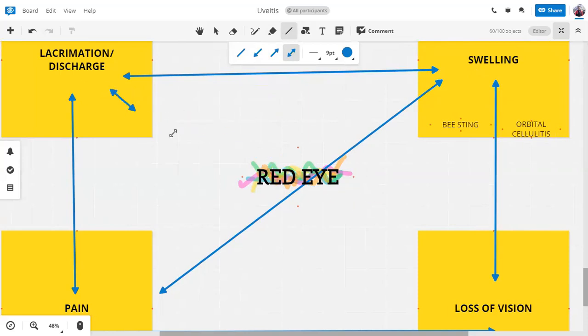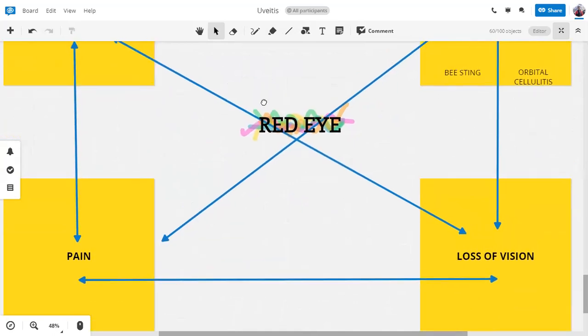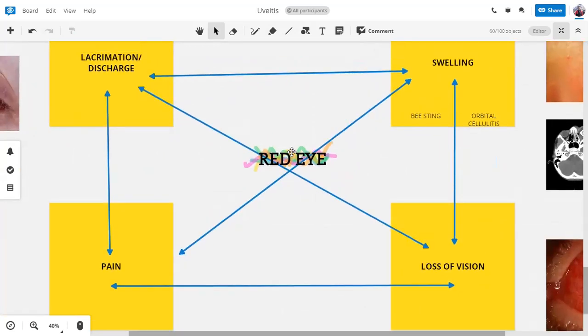So lacrimation, red eye, and this loss of vision can also occur in conjunctivitis. And we said that pain and loss of vision will also happen. So these are more or less the differentials according to the symptoms. We have red eye and we have pain, and along with that, we have loss of vision. We can have keratitis, we can have acute glaucoma, we can even have conjunctivitis.